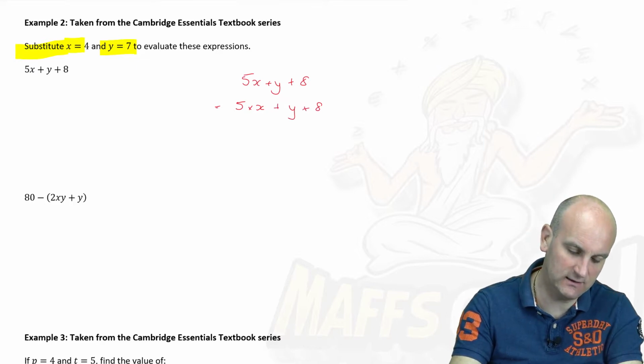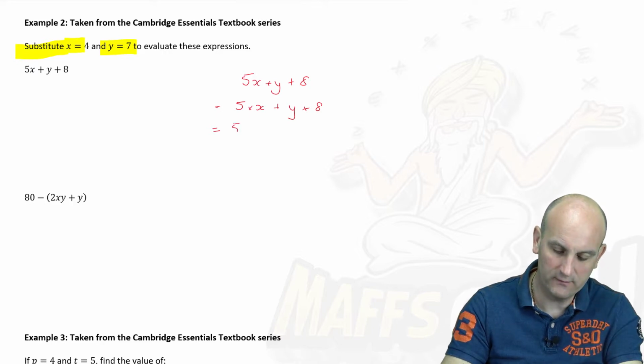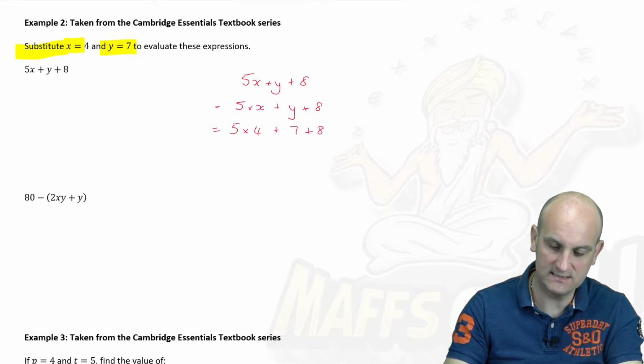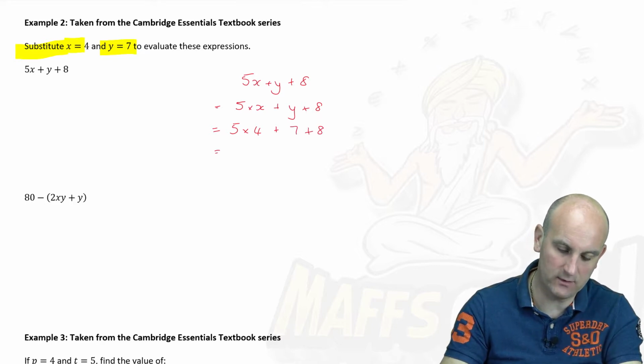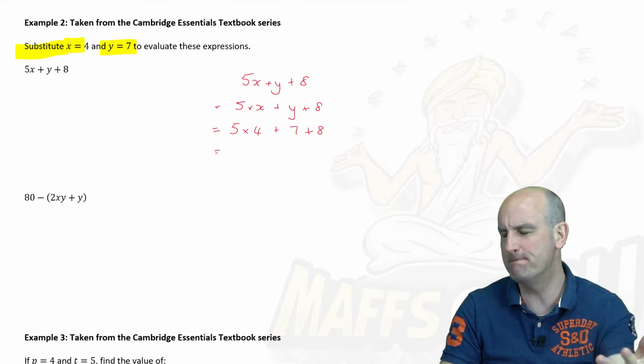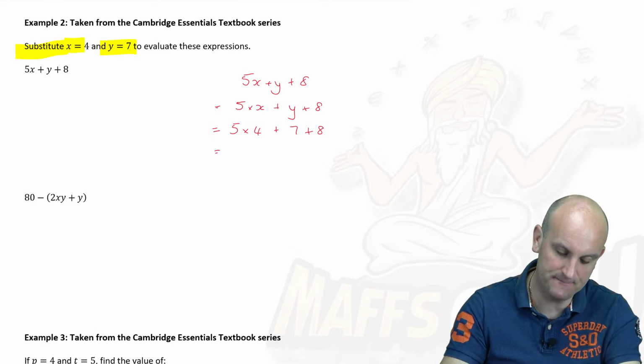Rightio, so let's see. So we are now going to substitute. What is the value of x? It is 4, so it becomes 5 times 4 plus. What's y? 7 plus 8. Okie dokie. Right, now, can we work any of this out? Brackets, there aren't any. Indices, there aren't any. Division, there isn't any. Multiplication, there actually is. Do you see that? There is a multiplication, so I always do that bit first.